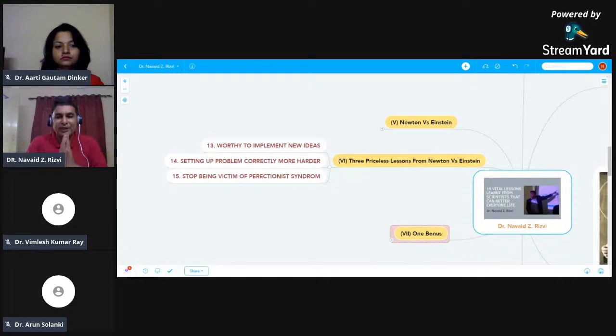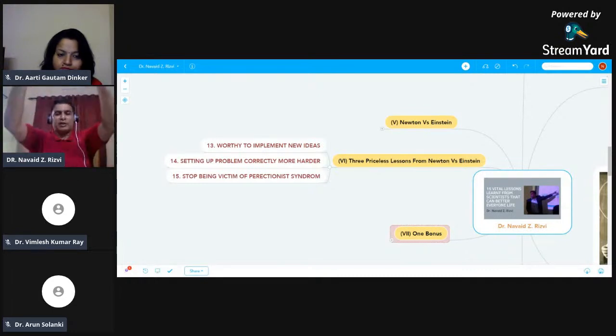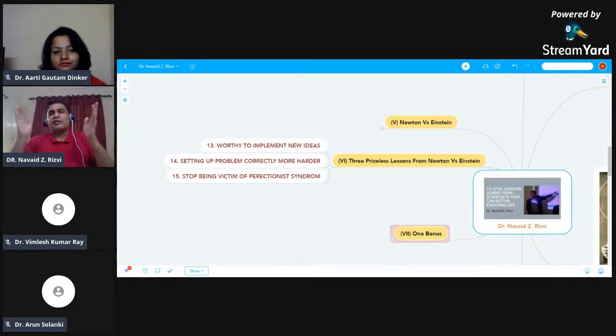And the last, the 15th decoding that I have drawn from these big scientists, even though there are more, I just bring these 15 to you: stop being a victim of the perfectionist syndrome. Any of the scientists, if you see, they started with something, in any experiment done in science or engineering and technology, and then it kept building up, and they reached the state of perfectionism, right? It is not the case that if all the scientists had thought, I will do this experiment when I have this infrastructure and when I have all the formulation with me, then it would not have been done.